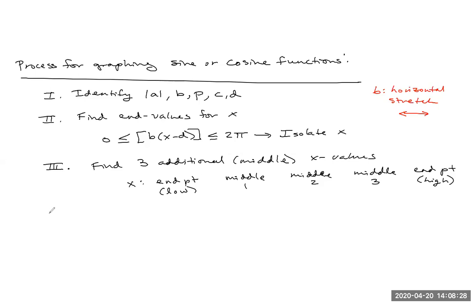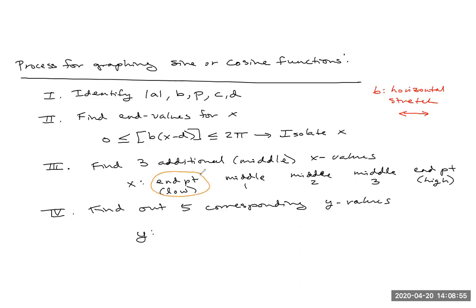Okay. And then from there, we're going to find our 5 corresponding y values. Okay, so we're going to be plugging whatever the x value is here into our function f of x, and then we're going to get some value here.